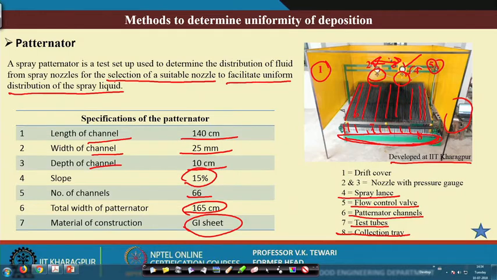This particular patternator has been in use for a long time, and it is a very standard and very easy tool to measure the uniformity of deposition. What is the uniformity? We have talked of the other parameters when we discussed how to categorize the diameter of the droplets, what the pressure should be, and how the various diameters are related to the other parameters, and all that we have discussed.